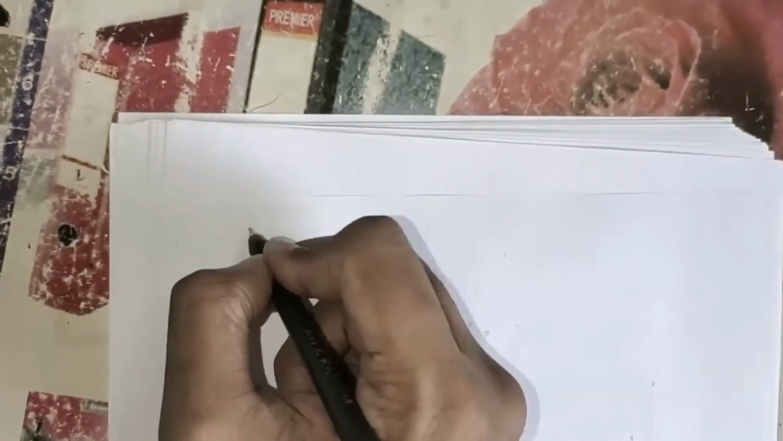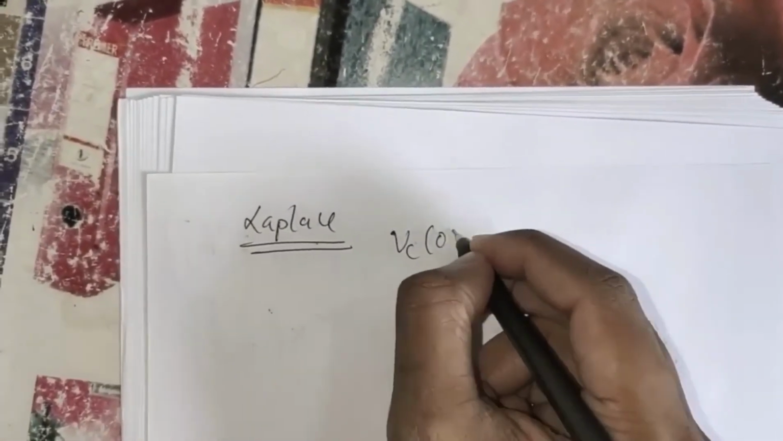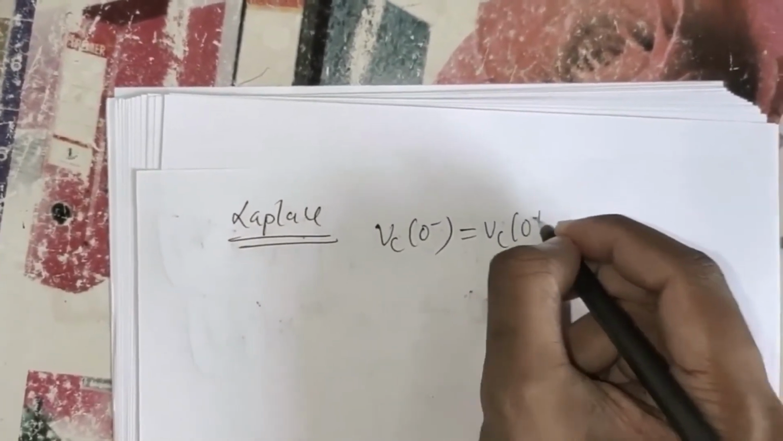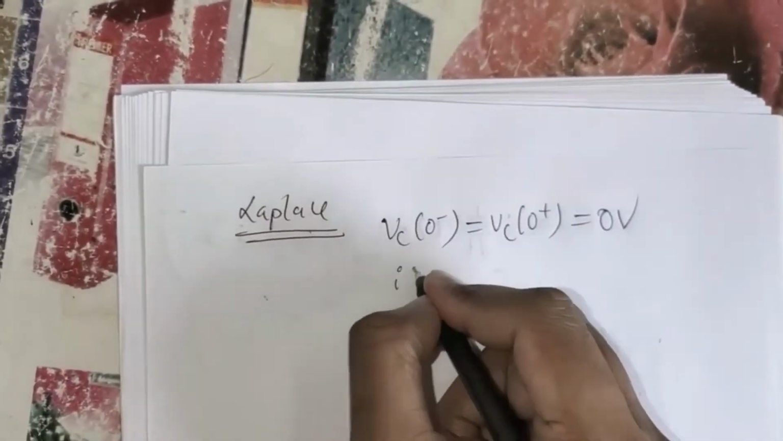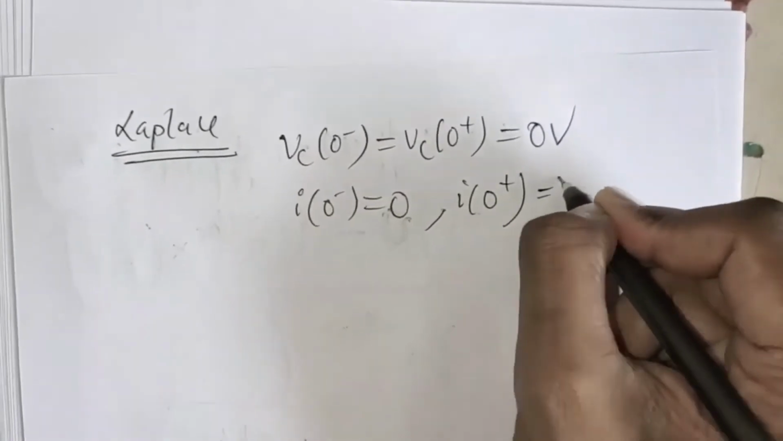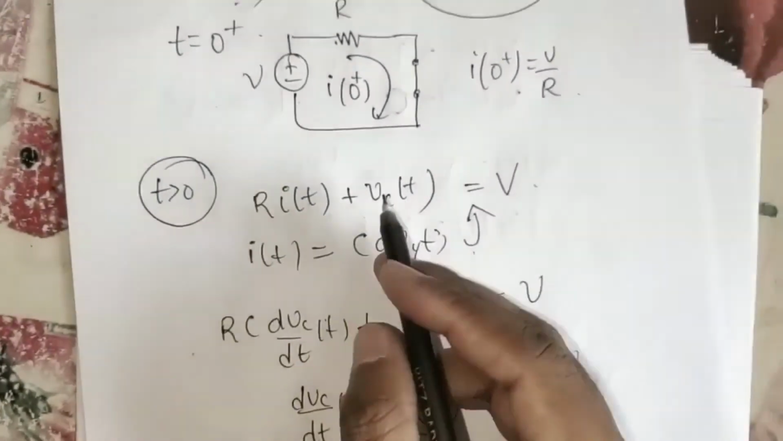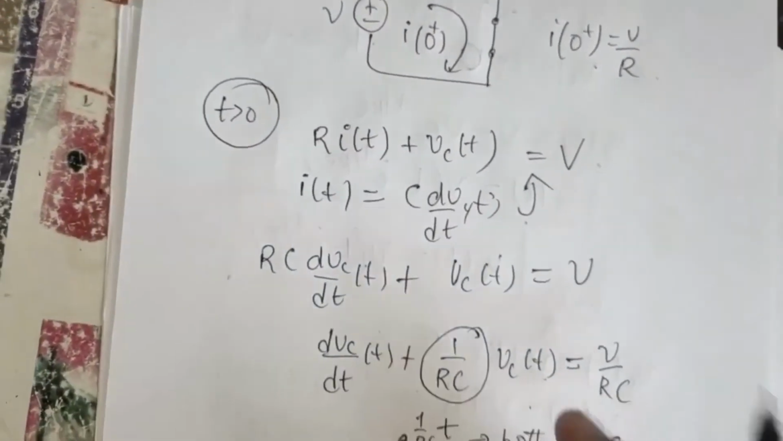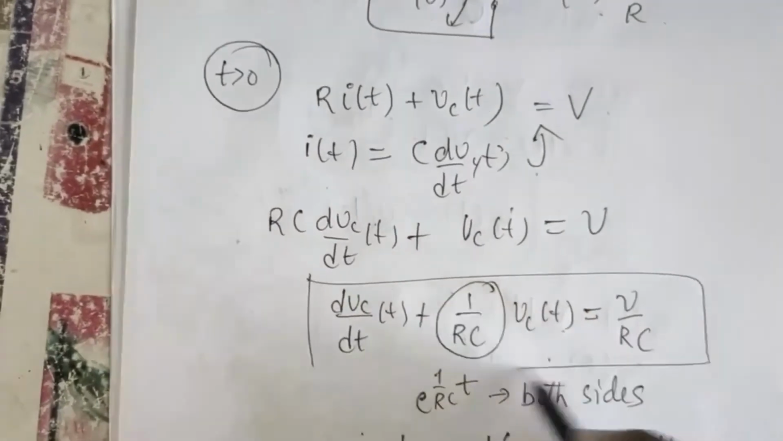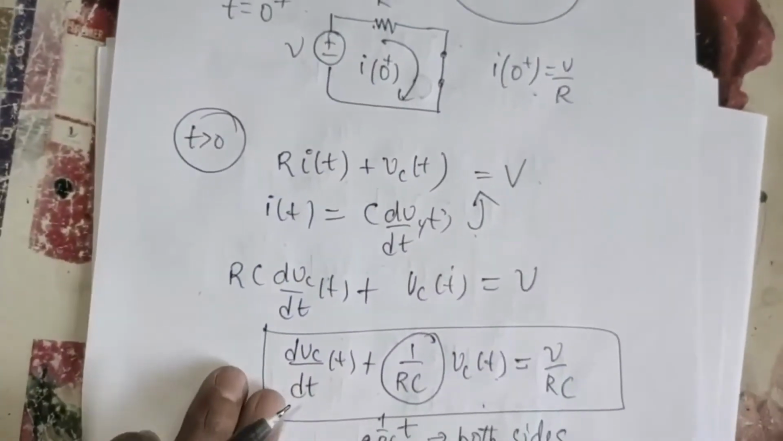For the Laplace transform method, once again all the initial conditions are the same as in the differential equation method. That is, Vc of 0 minus is equal to Vc of 0 plus, which is 0 volts. I of 0 minus is equal to 0, and I of 0 plus is equal to V by R. We'll consider the same expression that we considered in the source driven series RC circuit, or we can apply the same KVL to the circuit RC. So I'll directly take this expression.